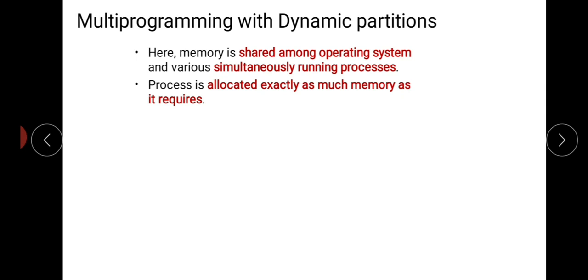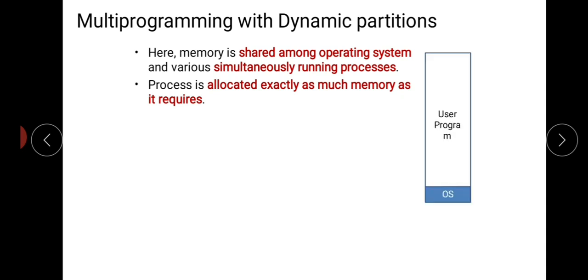A process is allocated exactly as much memory as is required. Suppose any process comes, whatever size is required by that process, that size of partition will be allocated to it, and it is the task of the operating system. Here we can see the diagram: that is your memory, some part already occupied by the operating system and another part available for user programs.